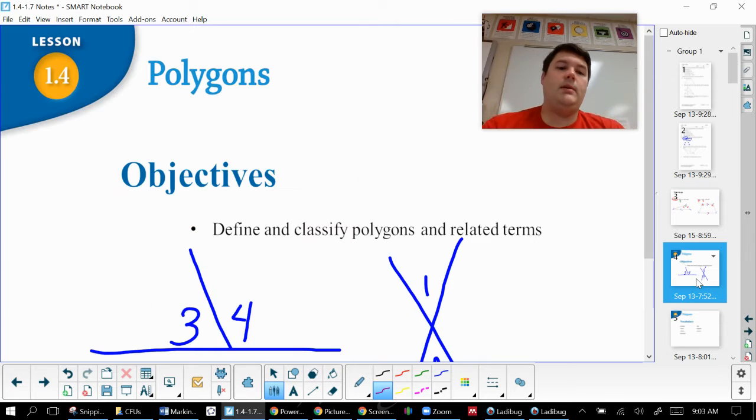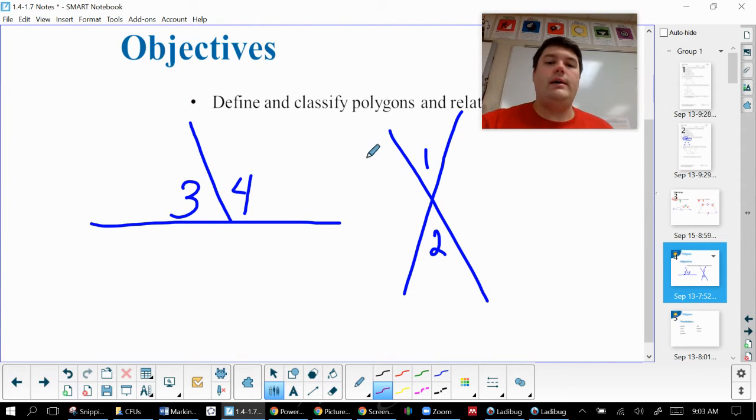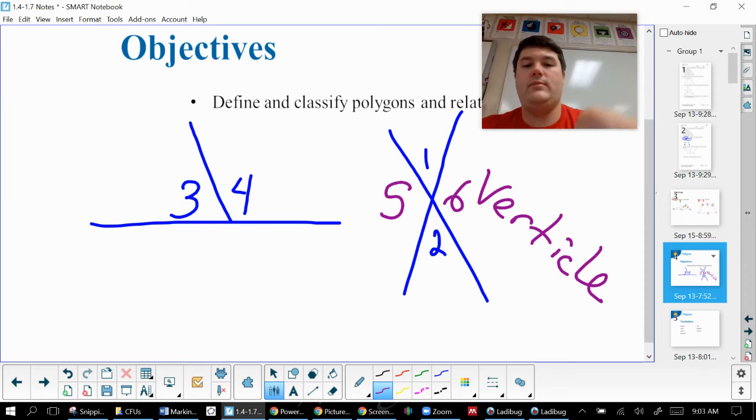Okay, up next, a couple of common misconceptions that I always see. Angles 1 and 2, if we remember what we're called there, think about that. Those are called vertical angles. They do not have to be up and down. 5 and 6 are also vertical angles. They just have to be across from each other like that. So when two lines cross, the angles across from each other are vertical angles.